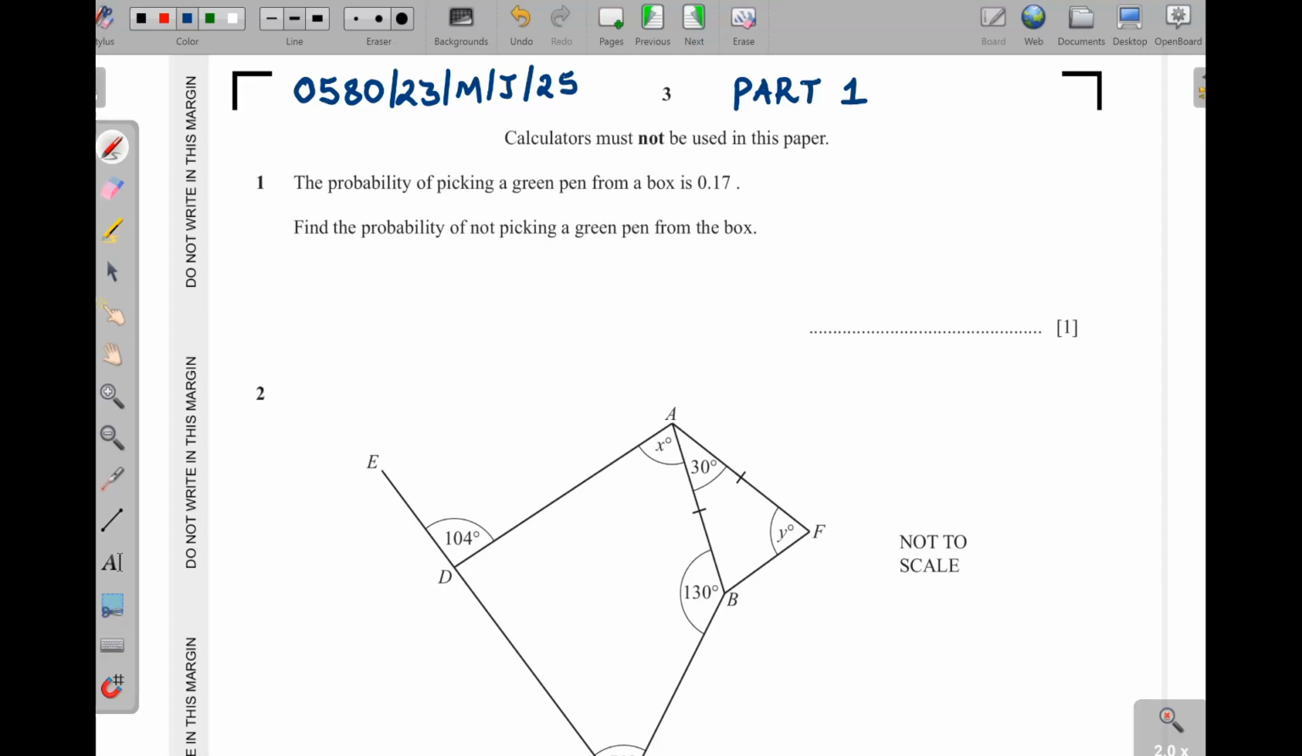This is teacher Simon taking you through IGCSE Mathematics paper 0580/23 for May/June 2025. This is part 1. Question 1.